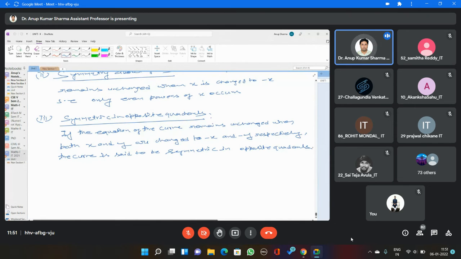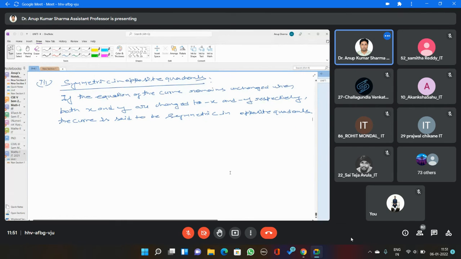Okay, so mostly you know all these things, but some of the students may forget or have some confusion. That's why I'm writing all the things. We could directly come to the problem, but we need to give these statements. Symmetric about the line y is equal to x.